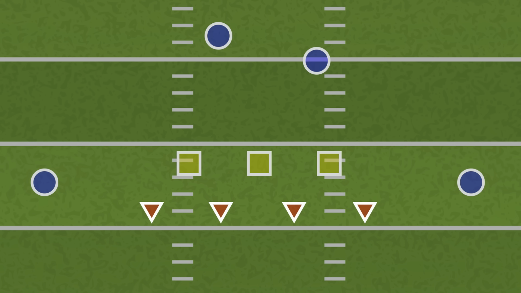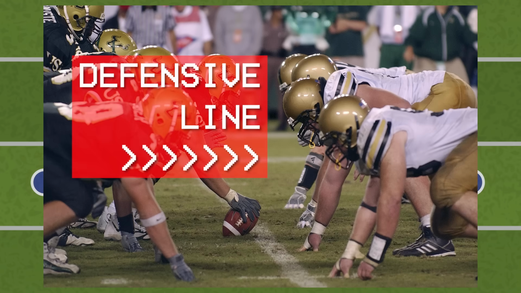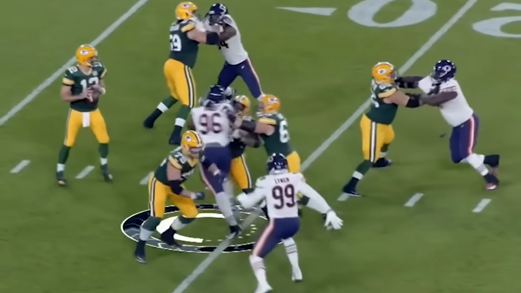Defensive positions. A football defense has 11 players, and these 11 players are generally divided into three groups. You have the defensive line, you have the defensive backs, and you have the linebackers. The defensive line is comprised of the largest members of the defense usually, and their job generally is to disrupt the play at the line of scrimmage and to put pressure on the quarterback.